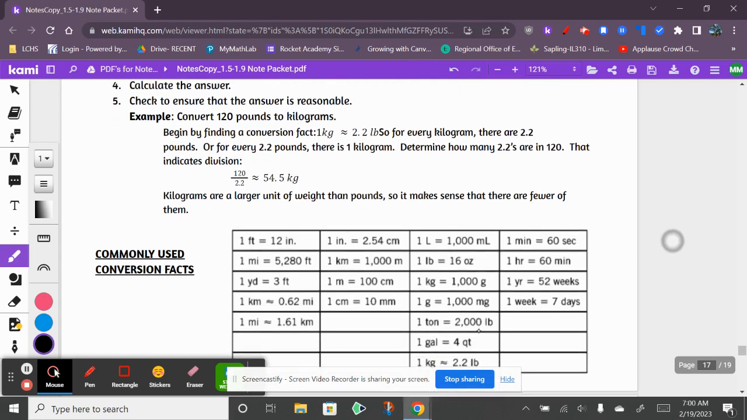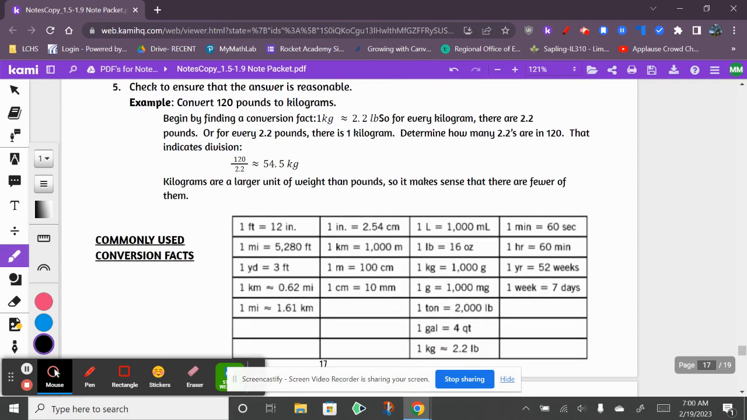So here's an example of converting 120 pounds to kilograms. It says to begin by finding a conversion fact. So we want a conversion fact that includes kilograms and pounds. When we look at our table, it shows kilograms is right here, and it's about 2.2 pounds. So for every kilogram, there are 2.2 pounds. Or for every 2.2 pounds, there is 1 kilogram. You'll determine how many 2.2s are in 120, which indicates division. So we're going to have 120 divided by 2.2.